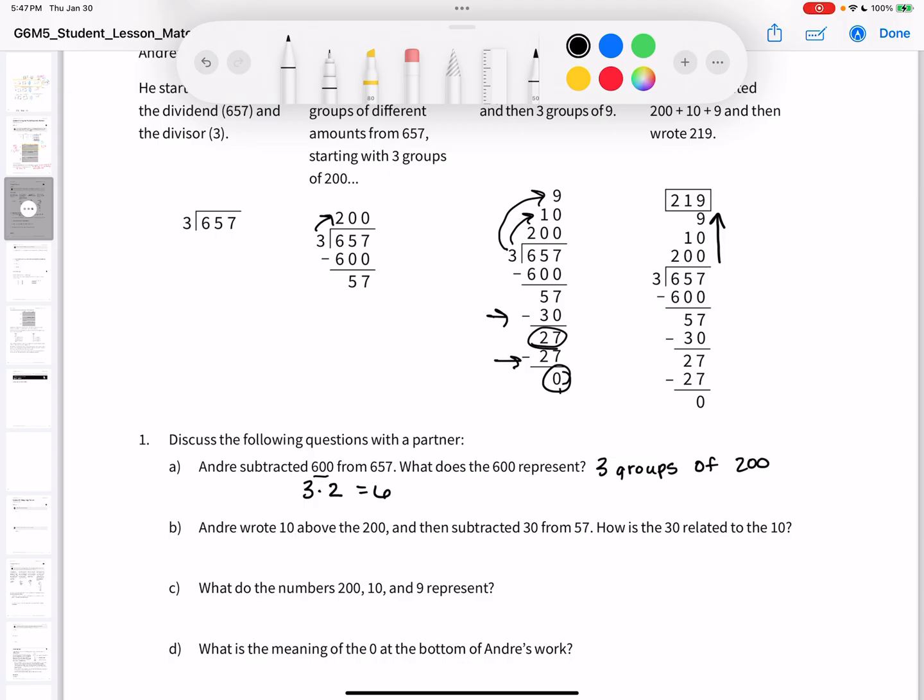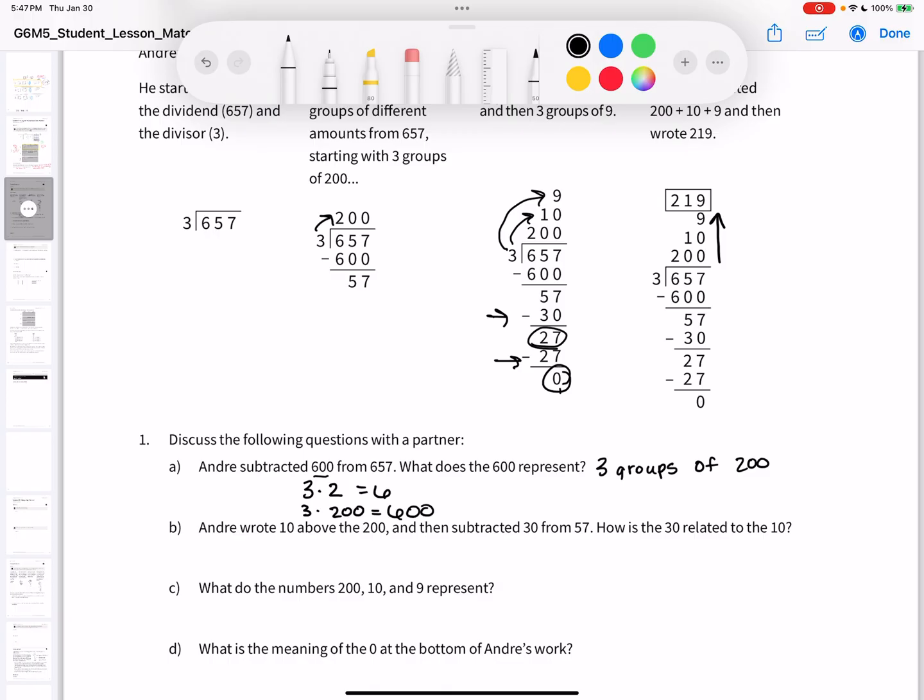So if I do 3 times 200, that gets me 600, which is very close to 657. It does not have to be exact. We didn't have to get as close as we possibly could. We are just taking chunks out of our whole number until we get down to 0.